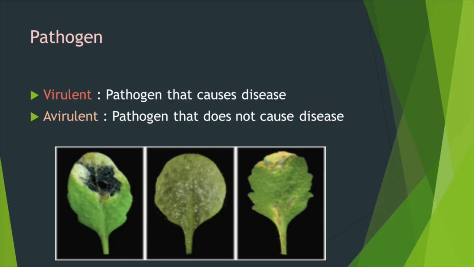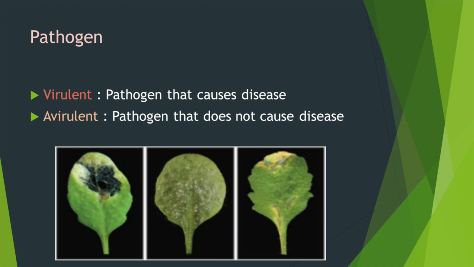Pathogens can be of two types. You can consider them as virulent pathogens as well as avirulent pathogens. So what are virulent pathogens? Pathogens that can induce changes or cause disease symptoms in plants are known as virulent pathogens.